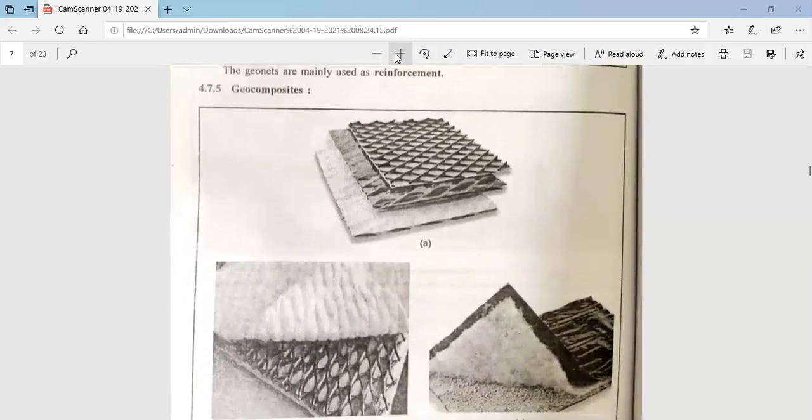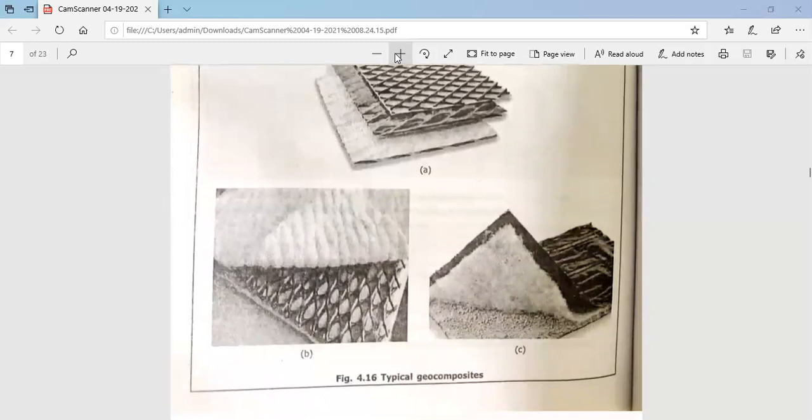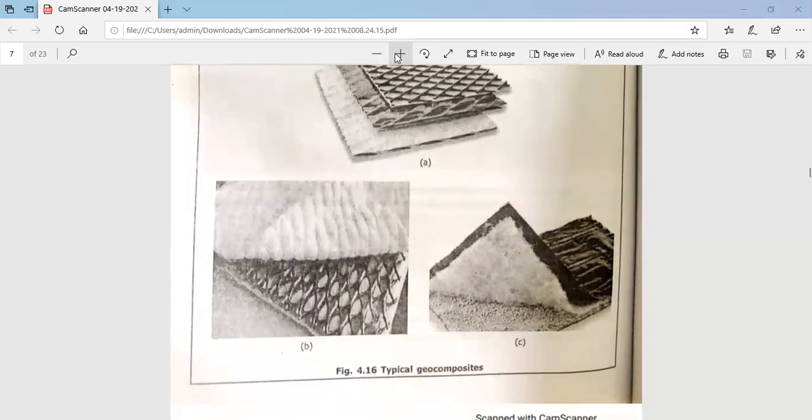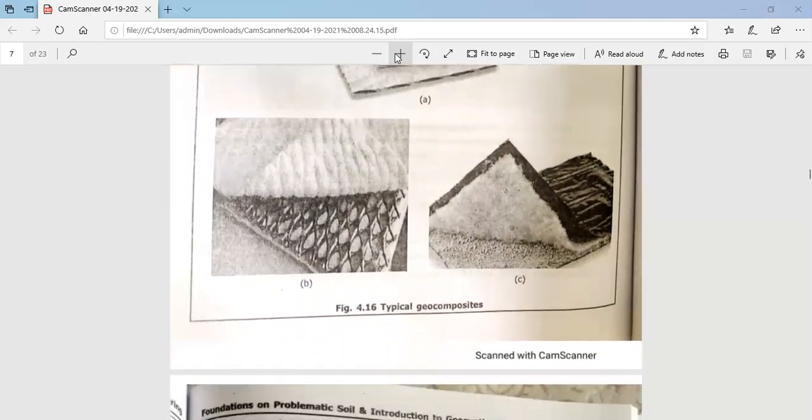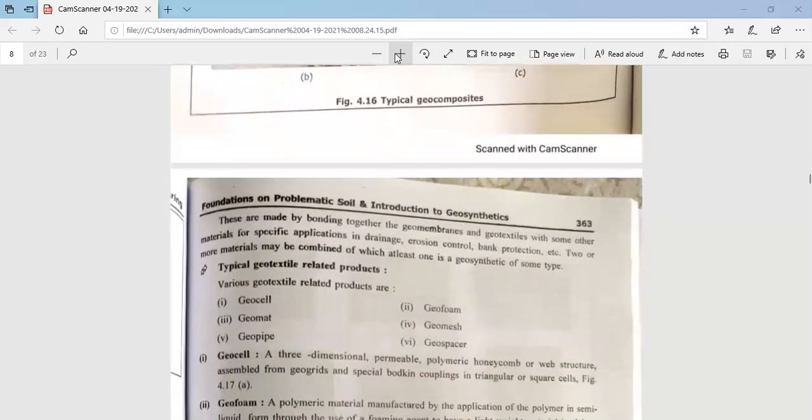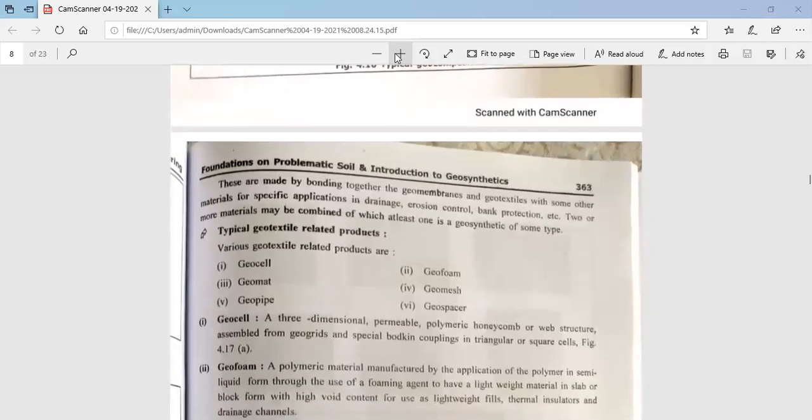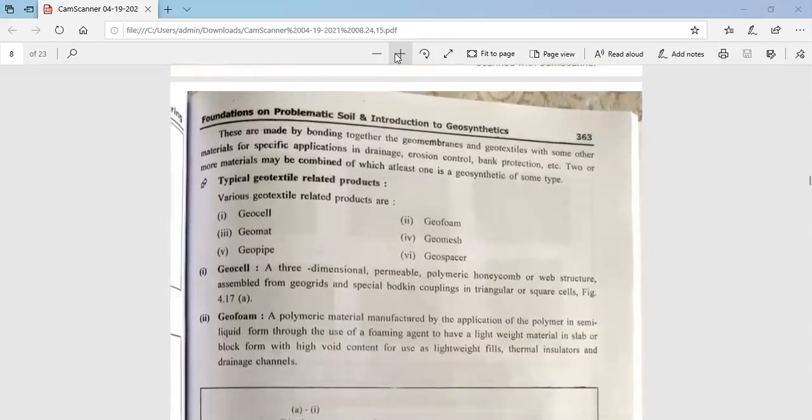The next classification is geocomposite. Composite means adding two or more members or two or more materials. It's known as a composite. These are made by bonding together geomembranes and geotextiles with some other materials for specific applications in drainage, erosion control, bank protection, etc. Two or more materials may be combined, of which at least one is a geosynthetic of some type. Typical geotextile-related products are geocell, geomat, geopipe, geoform, geomass, and geospacer.